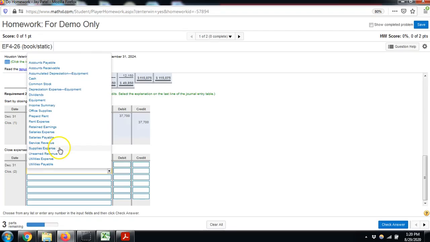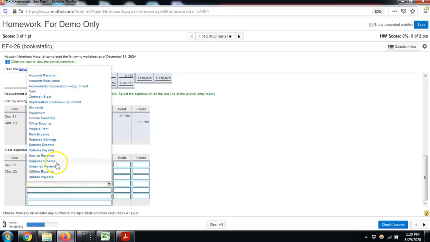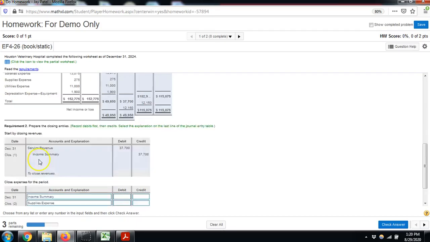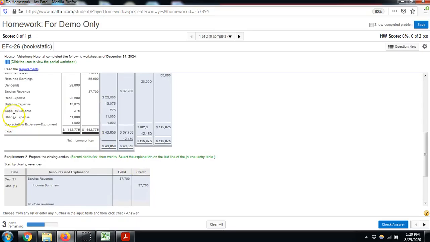So now we have a bunch of expense accounts. We have supply expense, we have utility expense, salary, what else? Supplies, utilities, supplies, salary, rent.